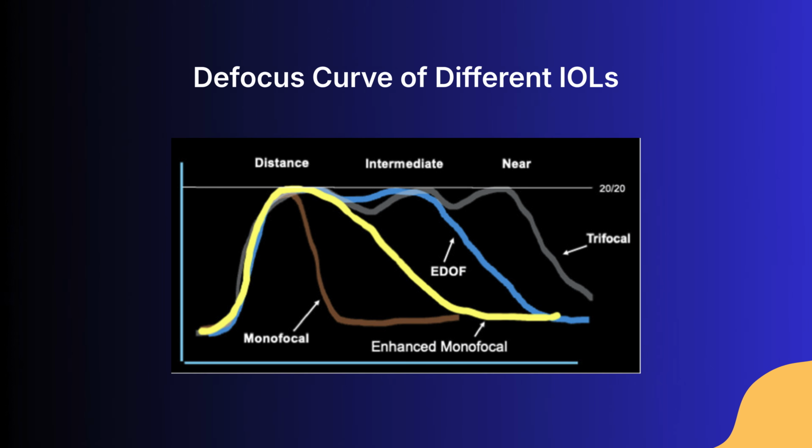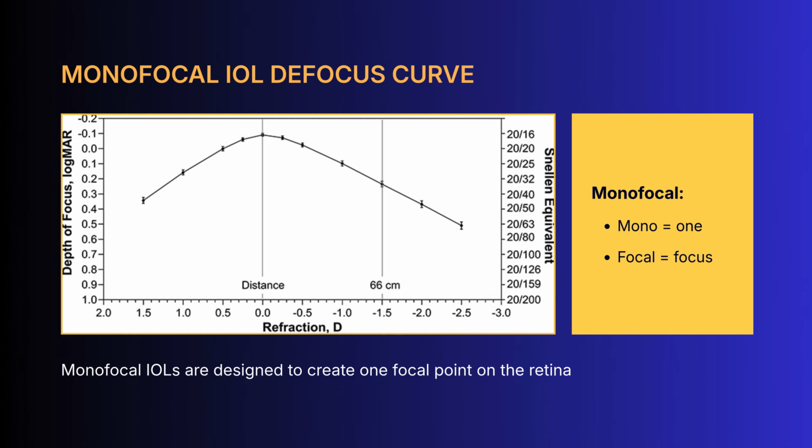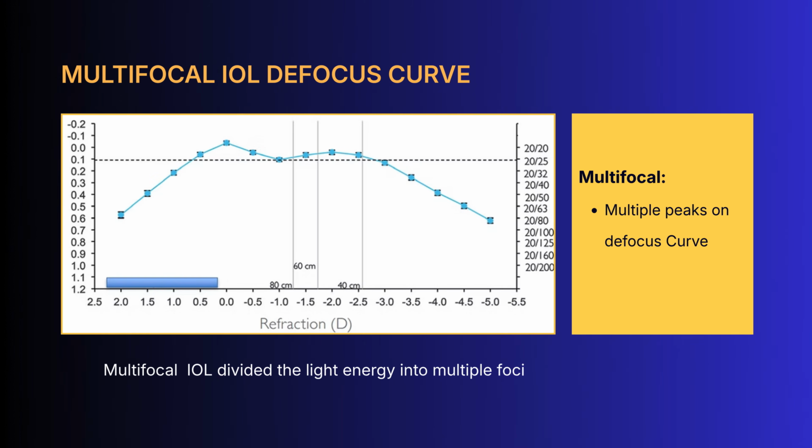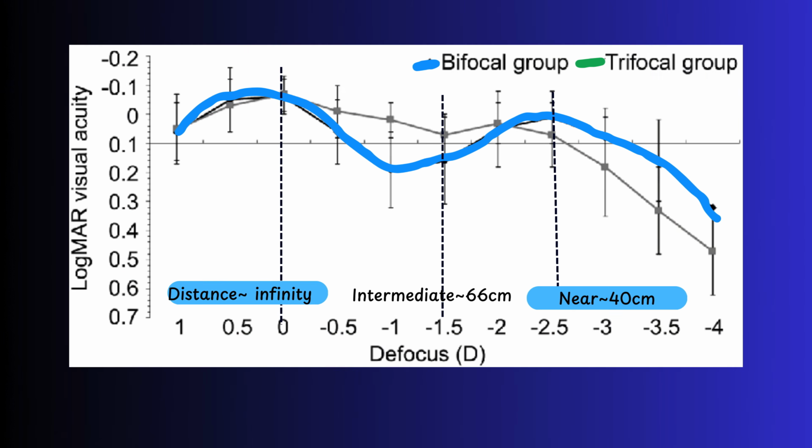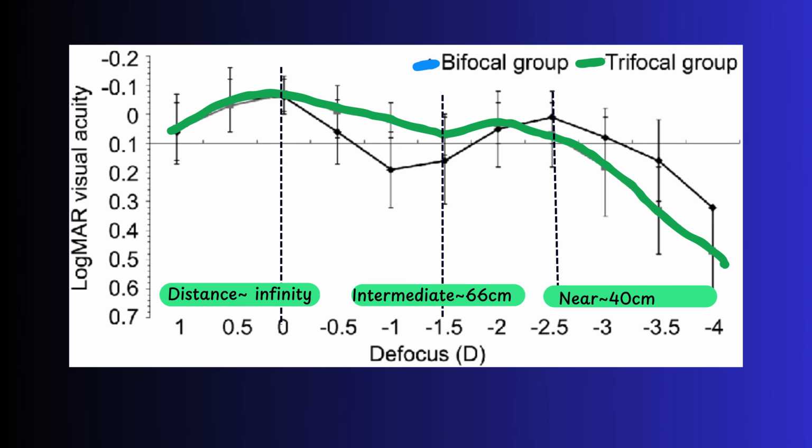Different types of intraocular lenses produce characteristic patterns on these curves. A monofocal IOL typically produces a single sharp peak representing the distance at which the lens is focused, usually the distance vision. Visual acuity declines as we move away from this focal point in a monofocal IOL. In a multifocal IOL, which divides the light into multiple focal points, it produces multiple peaks on the defocus curve. For example, bifocal lenses will show 2 peaks, trifocal lenses will show you 3 peaks.